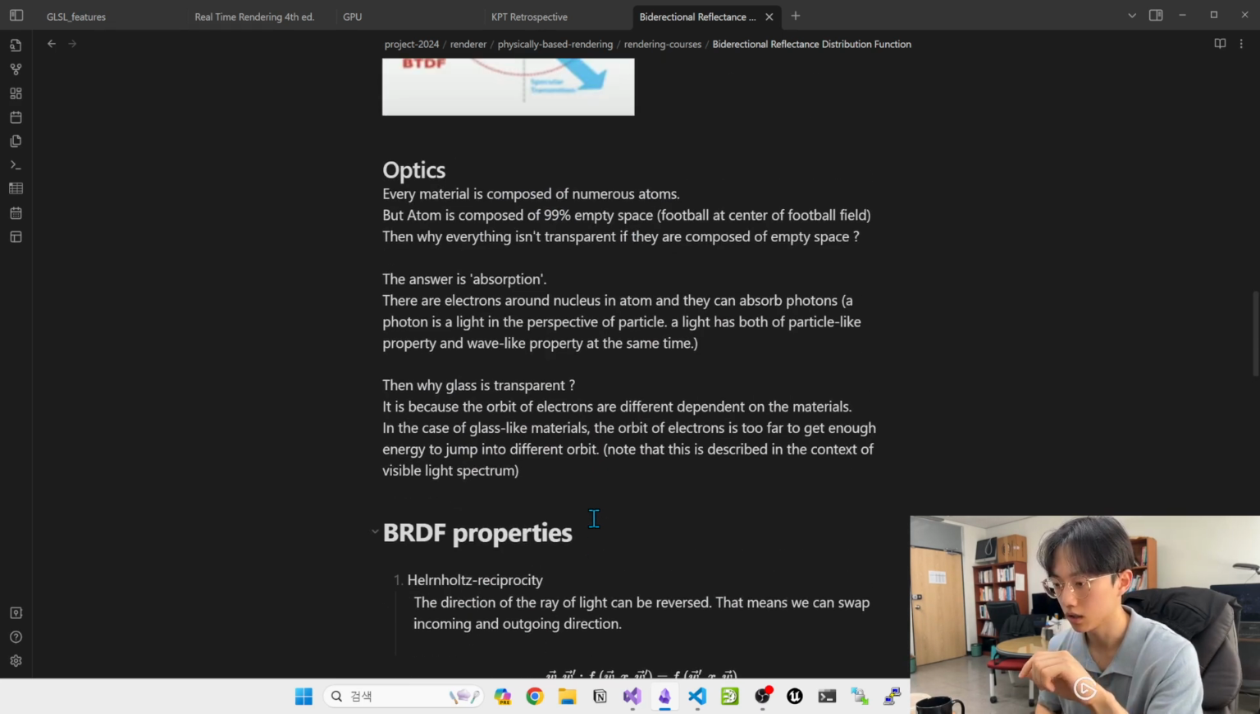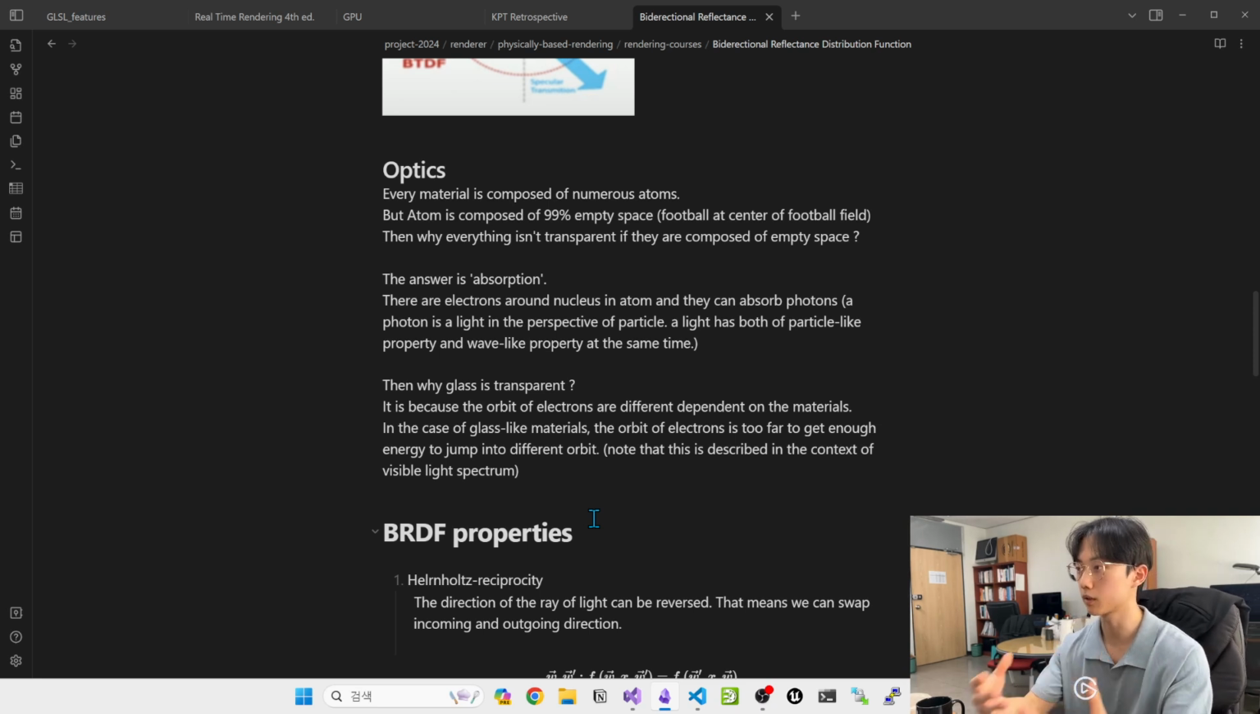So there's a quick note for optics. Every material is composed of numerous atoms, but an atom is 99% empty space. Think about a football at the center of a football field. The professor takes this example. Then why isn't everything transparent if they are composed of empty space? The answer is light absorption on the surface of the material.